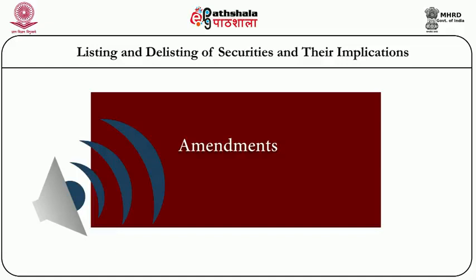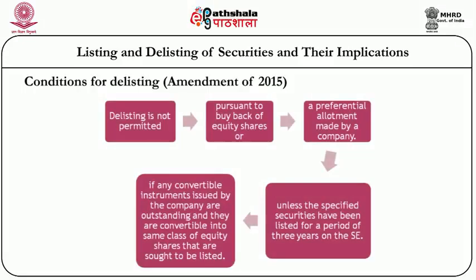So, the first amendment, which is very important to know, is what are the conditions for delisting. Now, one more condition has been added for delisting, and the regulation says now that delisting is not permitted pursuant to buyback of equity shares or a preferential allotment made by a company, or unless the specified securities have been listed for a period of 3 years on the stock exchange. If any convertible instrument issued by the company is outstanding and is convertible into the same class of equity shares that are sought to be delisted.